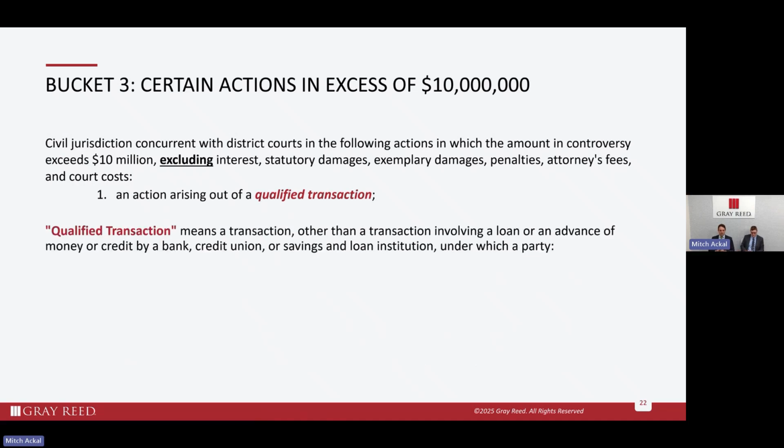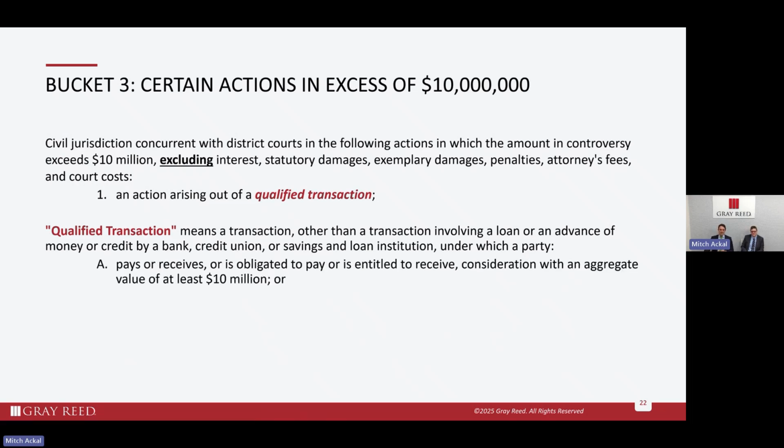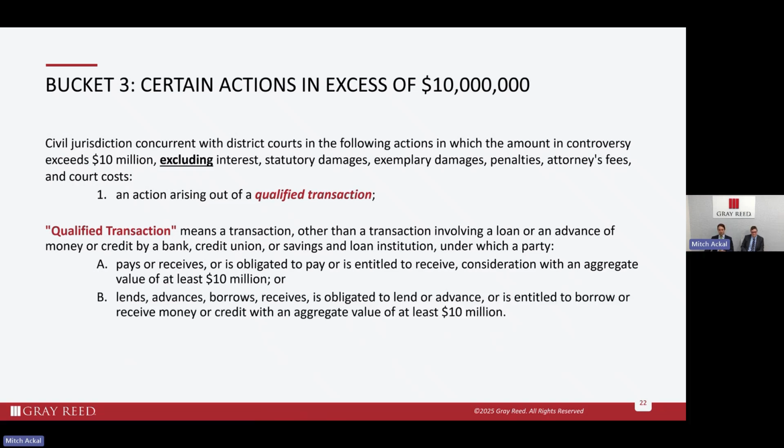So the definition of a qualified transaction means any transaction other than an action involving a loan under which a party pays or receives or is obligated to pay or is entitled to receive consideration with an aggregate value of at least 10 million, or lends, advances, borrows, or receives, or is obligated to lend or advance, or is entitled to borrow money with an aggregate value of at least 10 million.